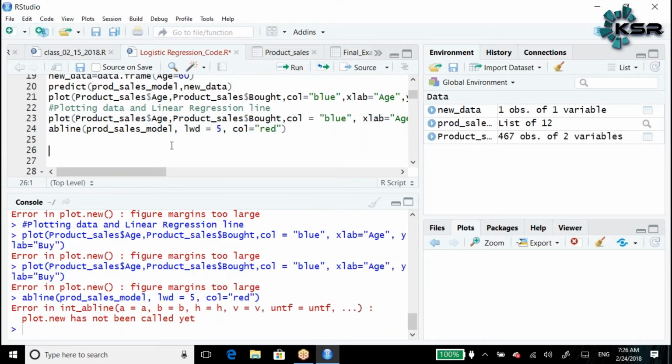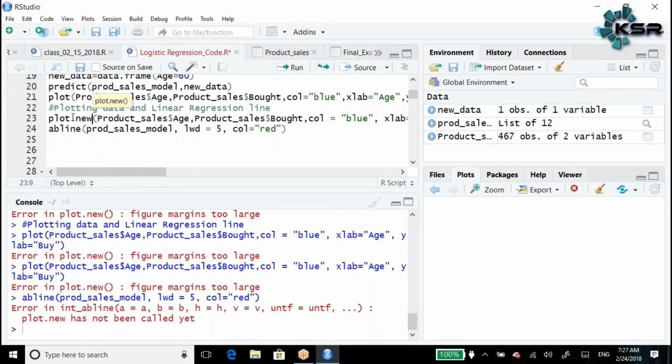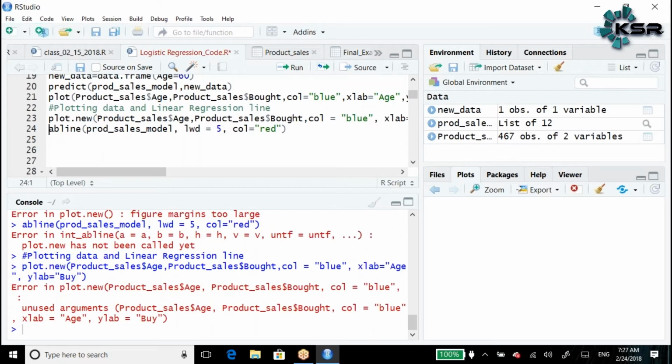One second, guys. Plot, it should work. Figure margins too large. Plot not a graphical function. Error in plot.new. Why is it happening? It should work.